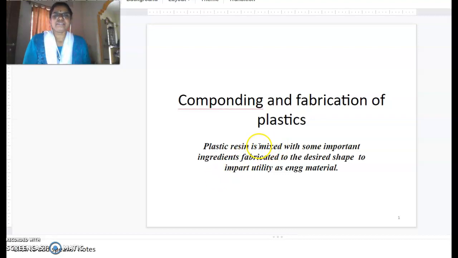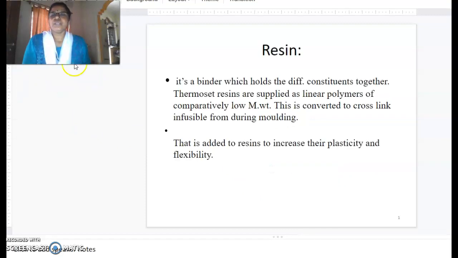So initially, this can be defined as: the plastic resin is mixed with some important ingredients and fabricated to the desired shape to impart quality as an engineering material, right? In order to make this, the first and foremost useful thing is resin. So what is a resin? It's a binder which holds the different constituents together, right?